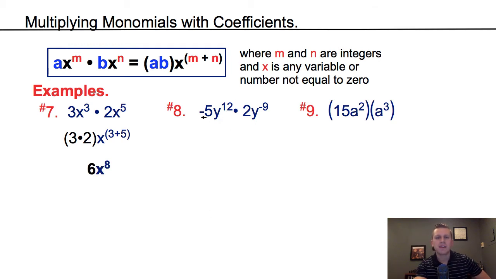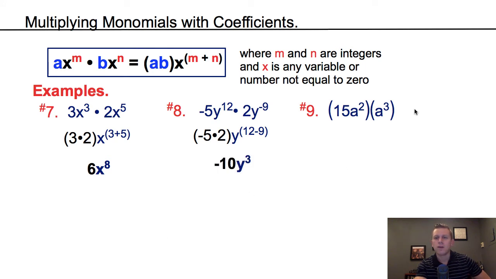Going to do the same thing in number 8. When you multiply terms with the same base, you add the powers. So here I can add 12 plus negative 9, and negative 5 and 2 aren't exponential terms, so I'll multiply them. Here I'll get negative 10 times y to the 3rd.